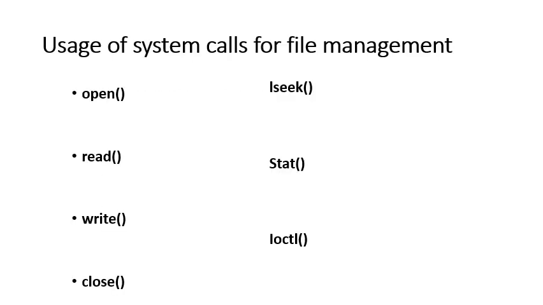Now we are going to see the usage of system calls for file management. These are the different system calls: open, read, write, close, lseek, stat, and ioctl. Coming to the open system call: it is used to provide access to a file in a file system. It allocates resources to the file and provides a handle that the process uses to refer to that file. A file can be opened by multiple processes at the same time, or it can be restricted to one process. It all depends on the file organization and the file system.